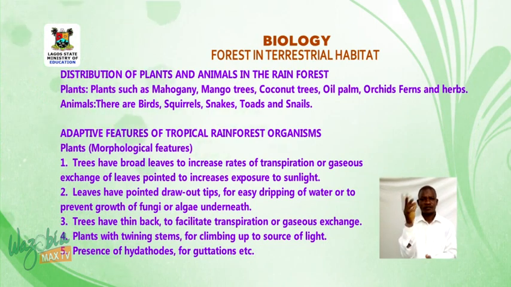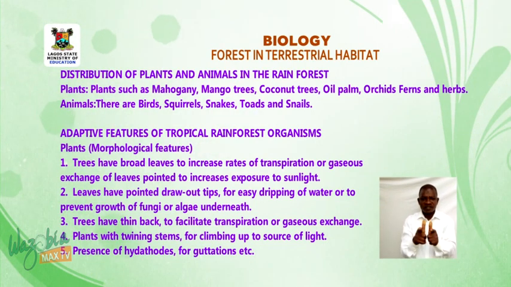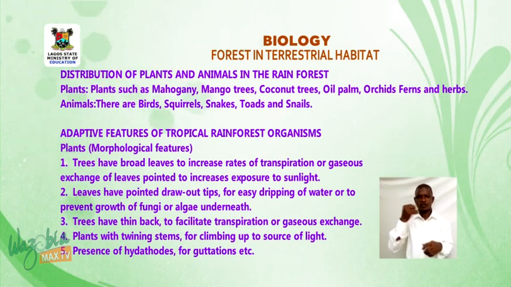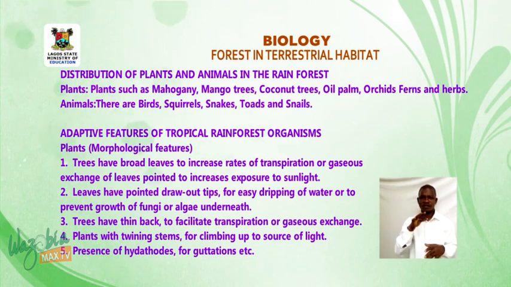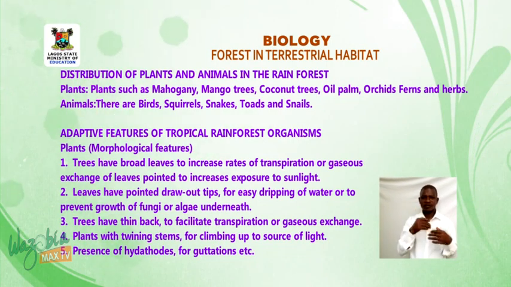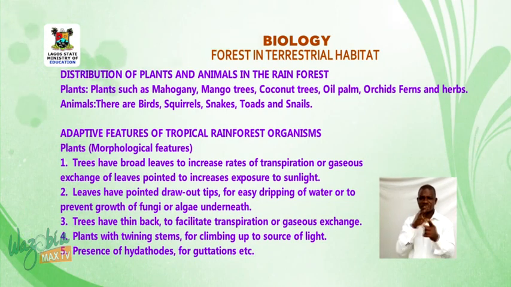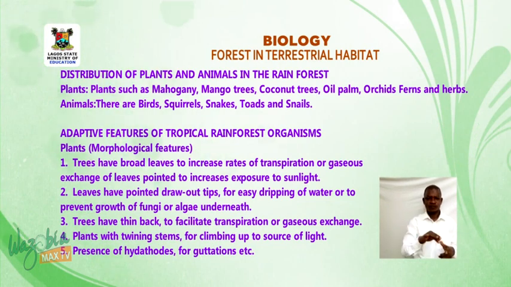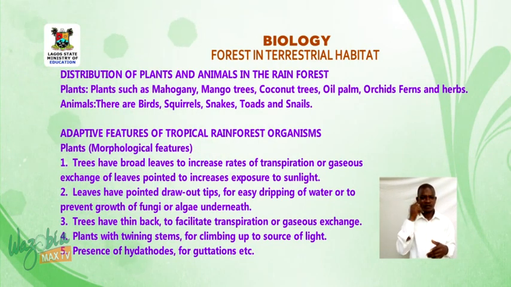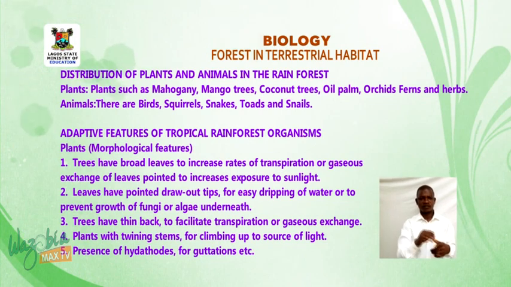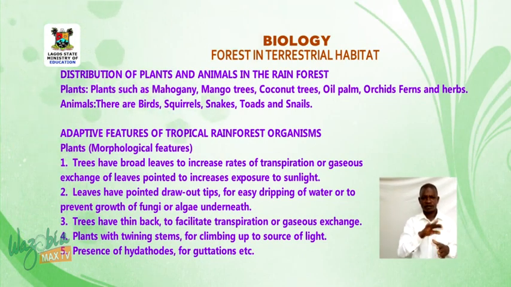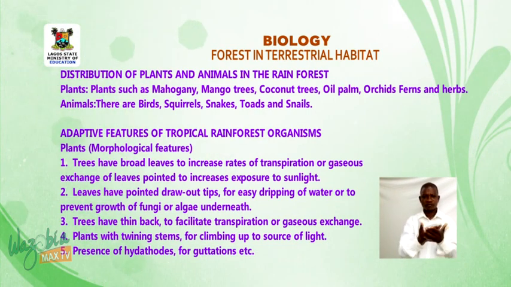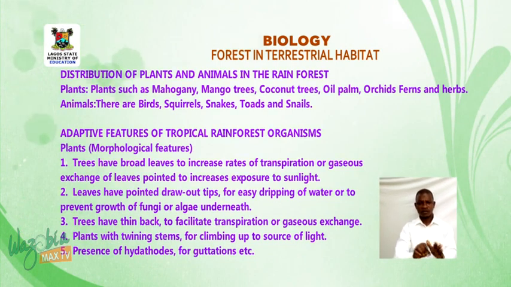Four, plants with twining stems for climbing up to a source of light. Now you see the plants that are called epiphytes, they have twining stems so that it can enable them to climb up to a source of light. Then five, presence of elder toads for gluttations and so on.